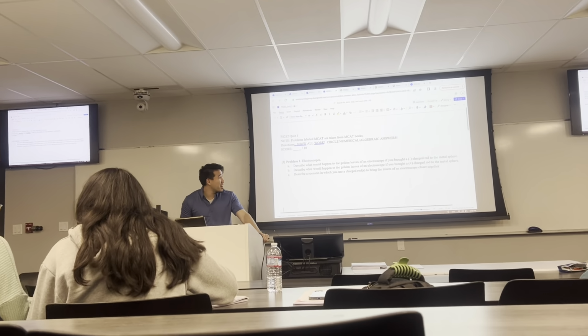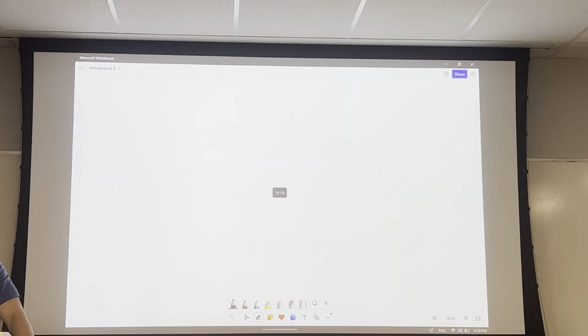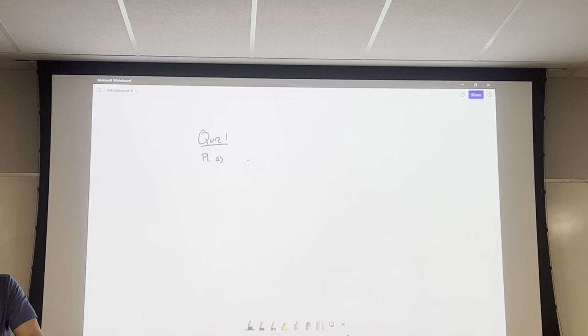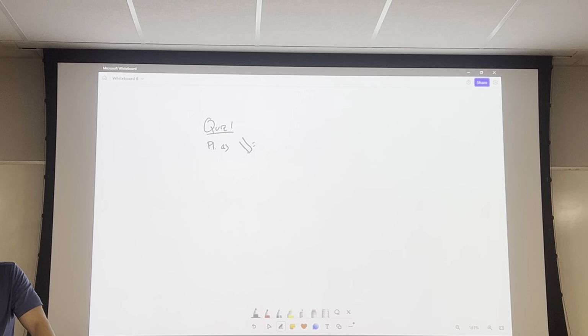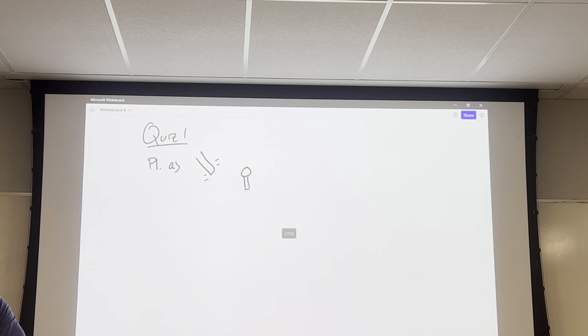Alright, problem 1, quiz 1. Describe what would happen to the golden leaves of an electroscope if you brought a negatively charged rod to the metal sphere. So here, quiz 1, problem 1A. You're bringing a negatively charged rod to an electroscope. And if you do this, you're going to be polarizing the electroscope. The positive charges are going to be brought up. The negative charges are going on the leaves, and they will spread.